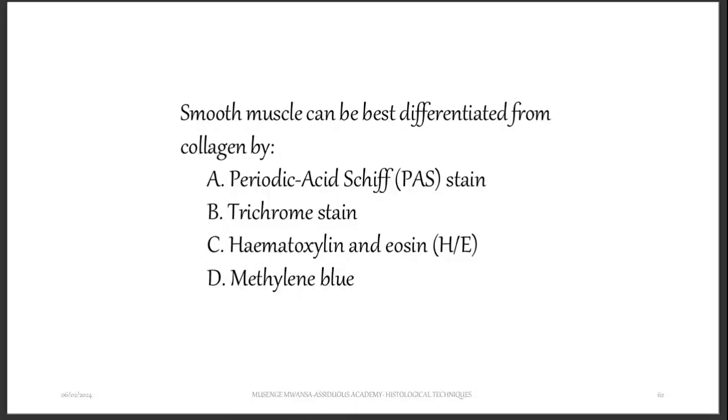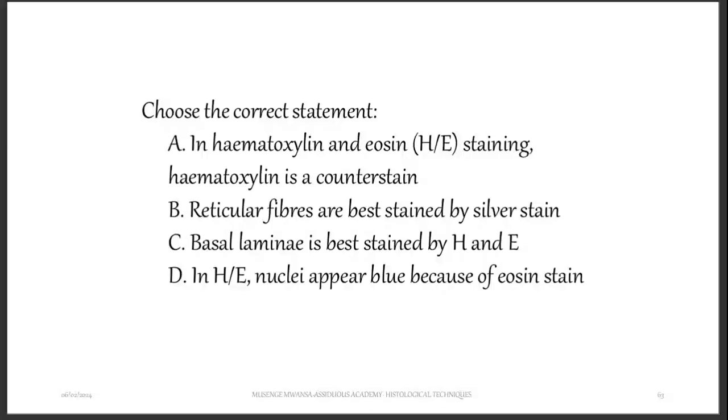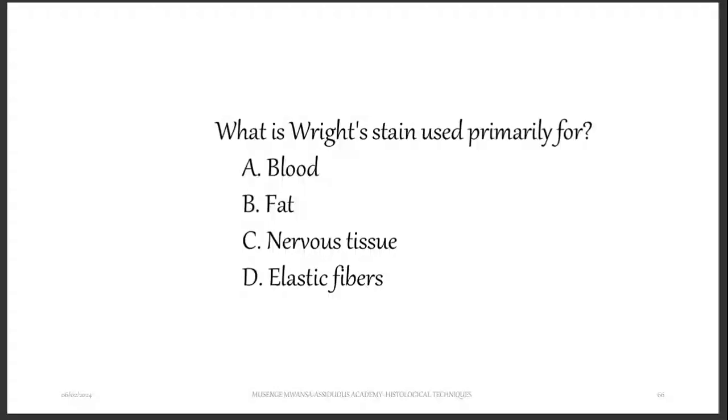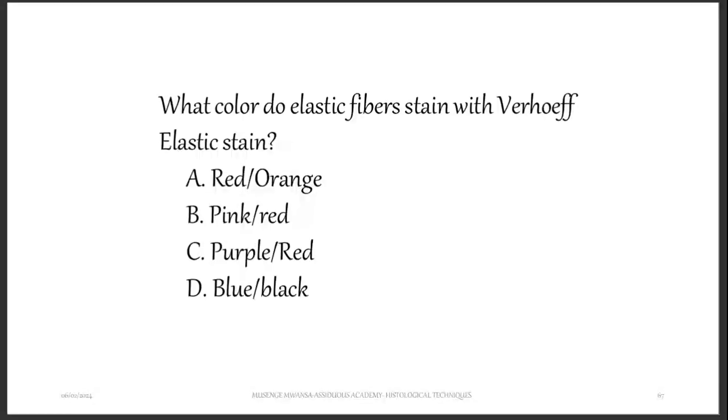Smooth muscle can be best differentiated from collagen by... Choose the correct statement. In hematoxylin and eosin staining, hematoxylin is a counterstain. Reticular fibers are best stained by silver stain. Basal lamina is best stained by H and E. In H and E, nuclei appear blue. Okay, you can also look at that. What is the Wright stain used primarily for: blood, fat, nervous tissue, elastic fibers? What color do elastic fibers stain with Verhoeff elastic stain?